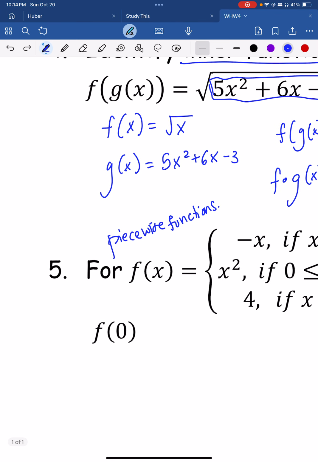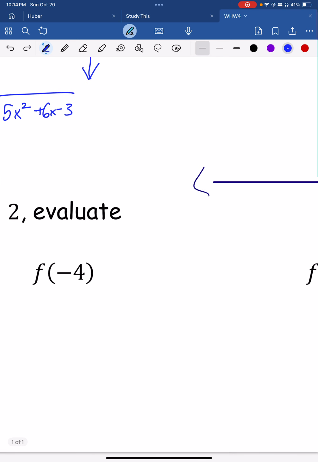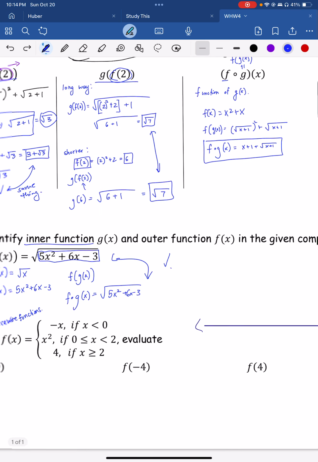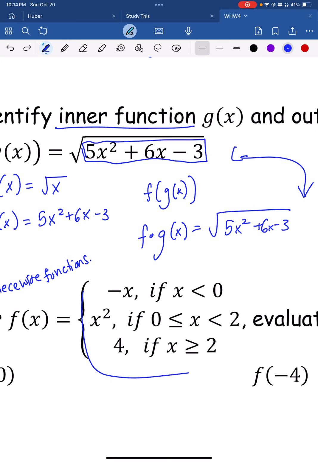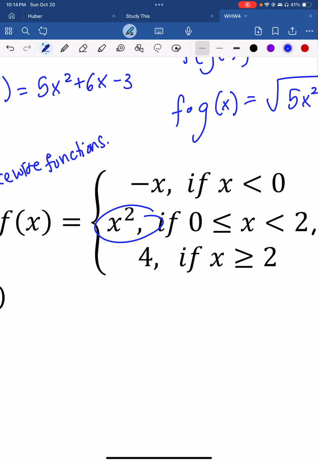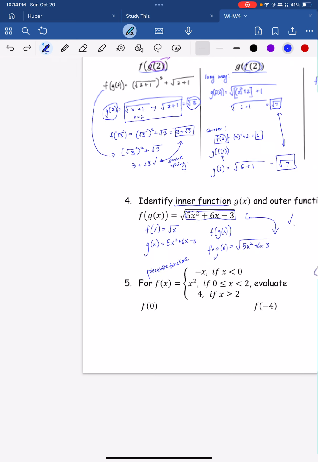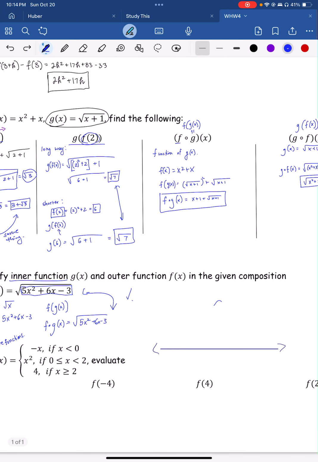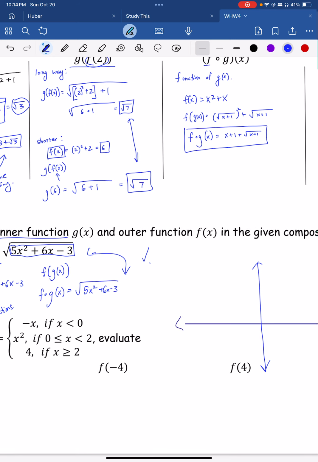So when you're asked to evaluate f of 0, f of -4, f of 4, or f of 2, you're plugging it into all these little pieces. But you have to be super careful in identifying which piece you're plugging it into. I'll do a visualization of the graph. It's not necessary, but it definitely helps.